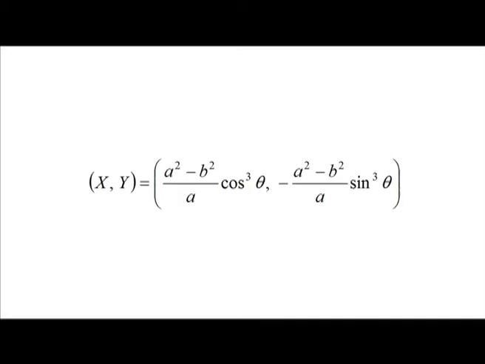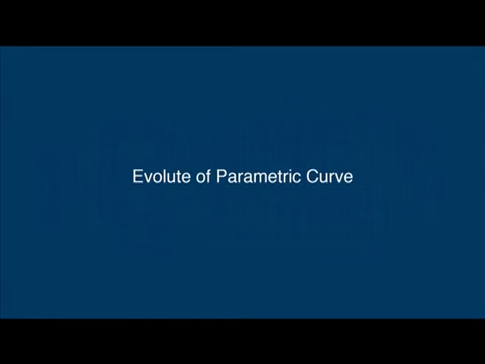From equations 2 and 3, we have the center of curvature C with ordered pair X, Y in uppercase letters corresponding to the point theta of the ellipse is given by the ordered pair X, Y is equal to the ordered pair a square minus b square by a cos cube theta, comma negative a square minus b square by a sin cube theta. We now discuss the evolute of a parametric curve.